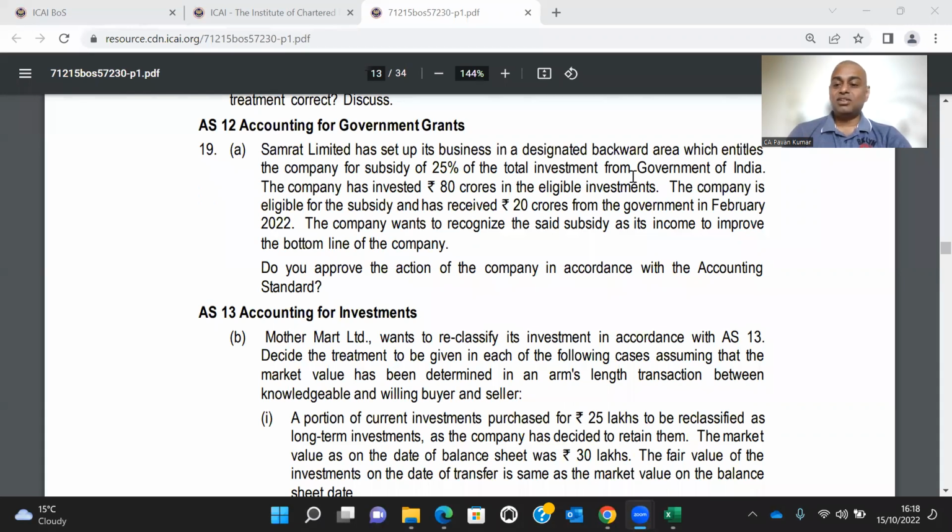Chalo, anyway. Today it is not a music session. Today it is an accounting standard session. So Sai Kripa, can you read question number 19A for me, please?